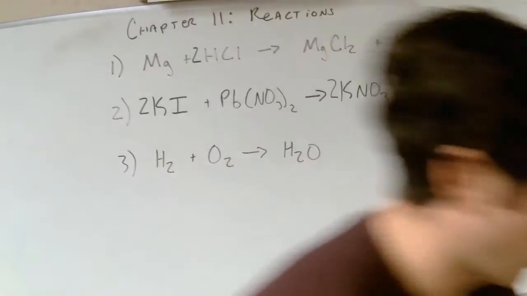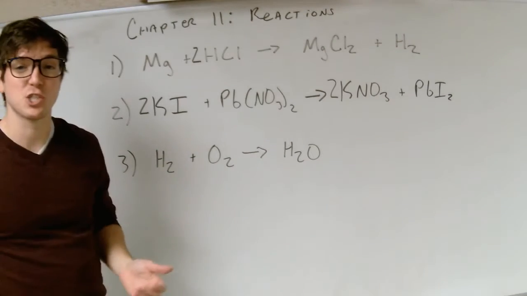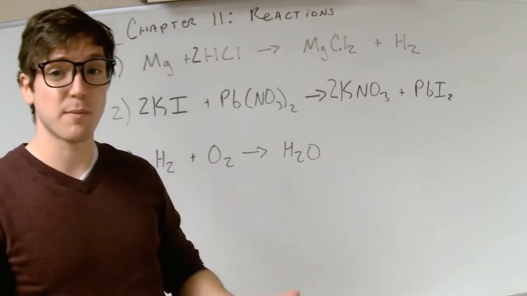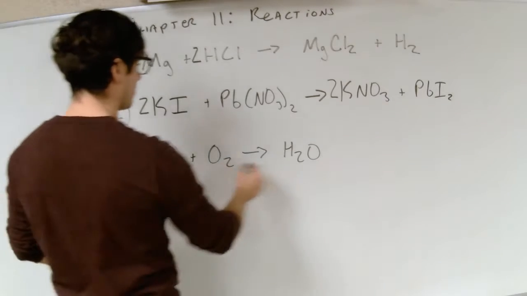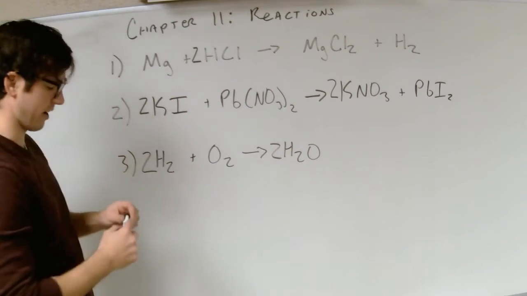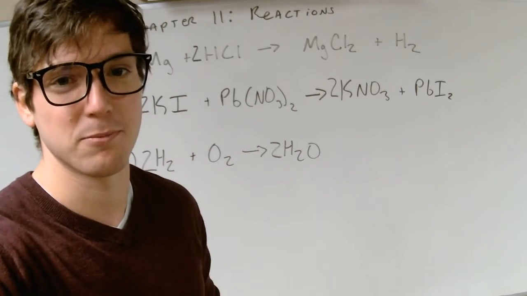And now our last one we're going to look at is a combustion reaction. Whenever you see O2 on the reactant side, you're going to get a combustion reaction. And unfortunately, I didn't balance this. So let's go ahead and do that. I got 2 oxygens here, 2 oxygens there, 4 hydrogens, 4 hydrogens. So this will be a combustion reaction, which I will show you right now.